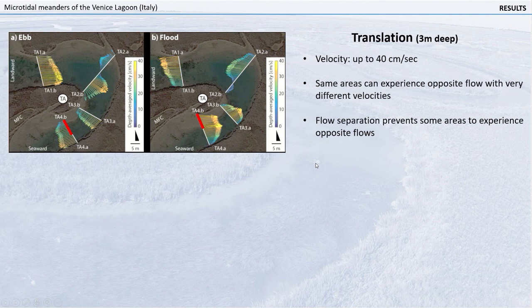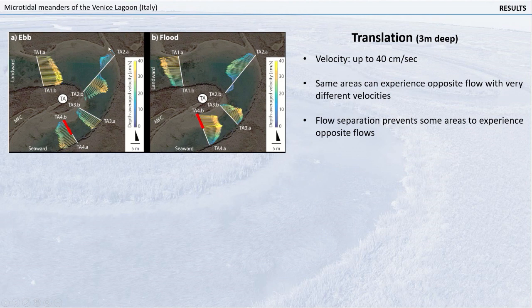What about the translational band? Actually similar in size as the previous one, 3 meters deep. In this side we measure the highest velocities, but actually this side is quite different from the previous one, especially in terms of development of flow separation zones.